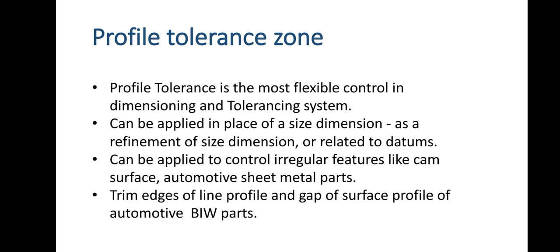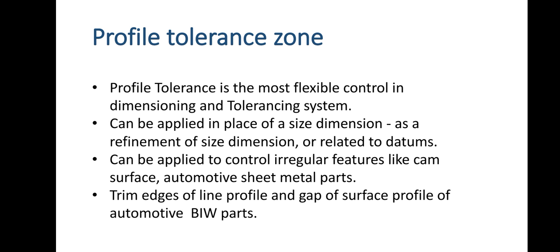This is a general idea about profile tolerance. Profile tolerance is the most flexible control in the dimensioning and tolerancing system, as it controls everything that is hidden by nature, for example form, location, and orientation. These are all very interesting things that do not reveal the true geometry behind them. It can be applied in place of the dimension itself as a refinement of a size dimension. It may be related to datums when it comes to orientation, location, and position, and it can control any irregular shapes like cam surfaces and automotive sheet metal parts, especially BIW parts.